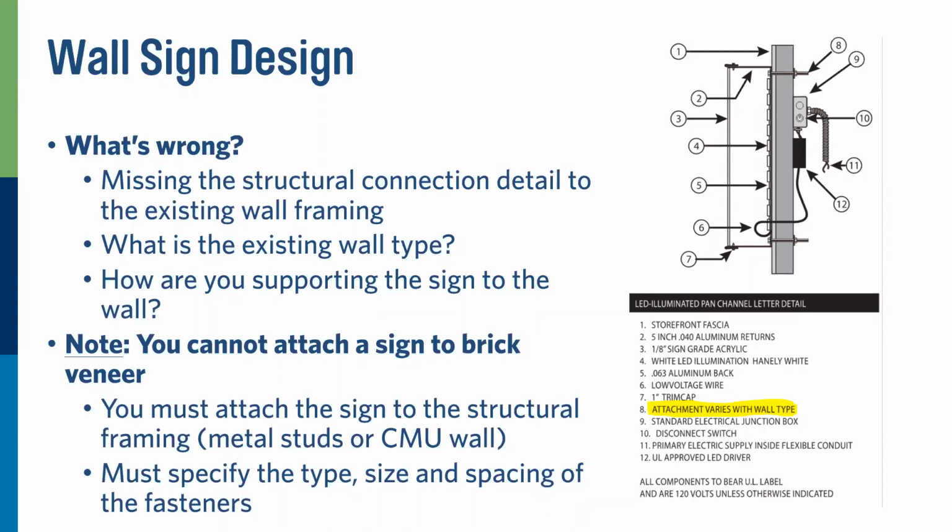That's what happens with signs. I have seen signs come off of buildings before, and that's what we have to design for. So you cannot attach to the brick veneer. It has to be attached to the structural framing behind it. You have to specify the type, size, and spacing of the fasteners.